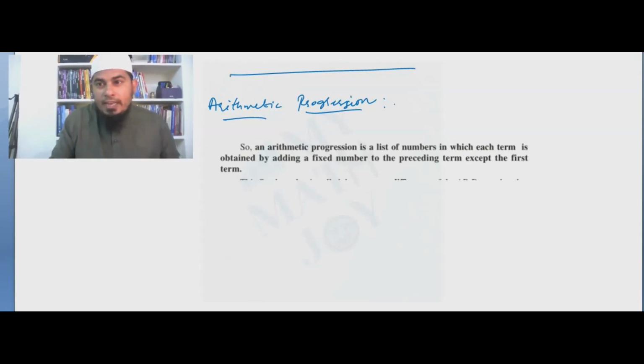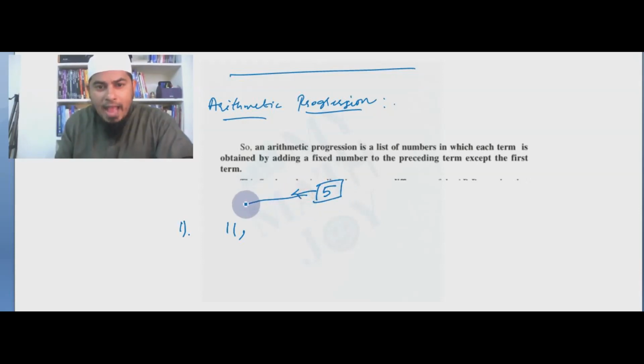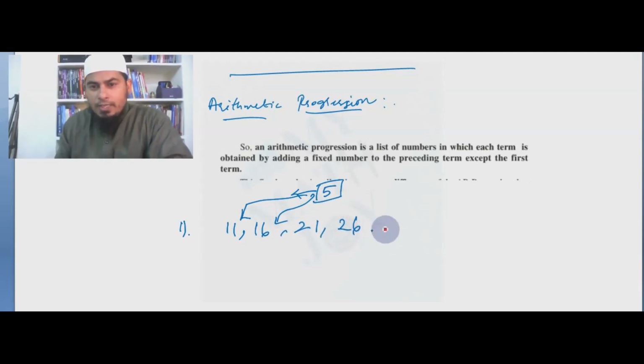Let us fix any first term. I want to fix my first term as 11. Now I want to fix this 5. This is the fixed number. I will add 5 each and every time to the coming numbers. Now 5 is added to 11 to get 16. Then 5 is added to 16 to get the next number, 21. Then 5 is added to 21 to get the next, 26.